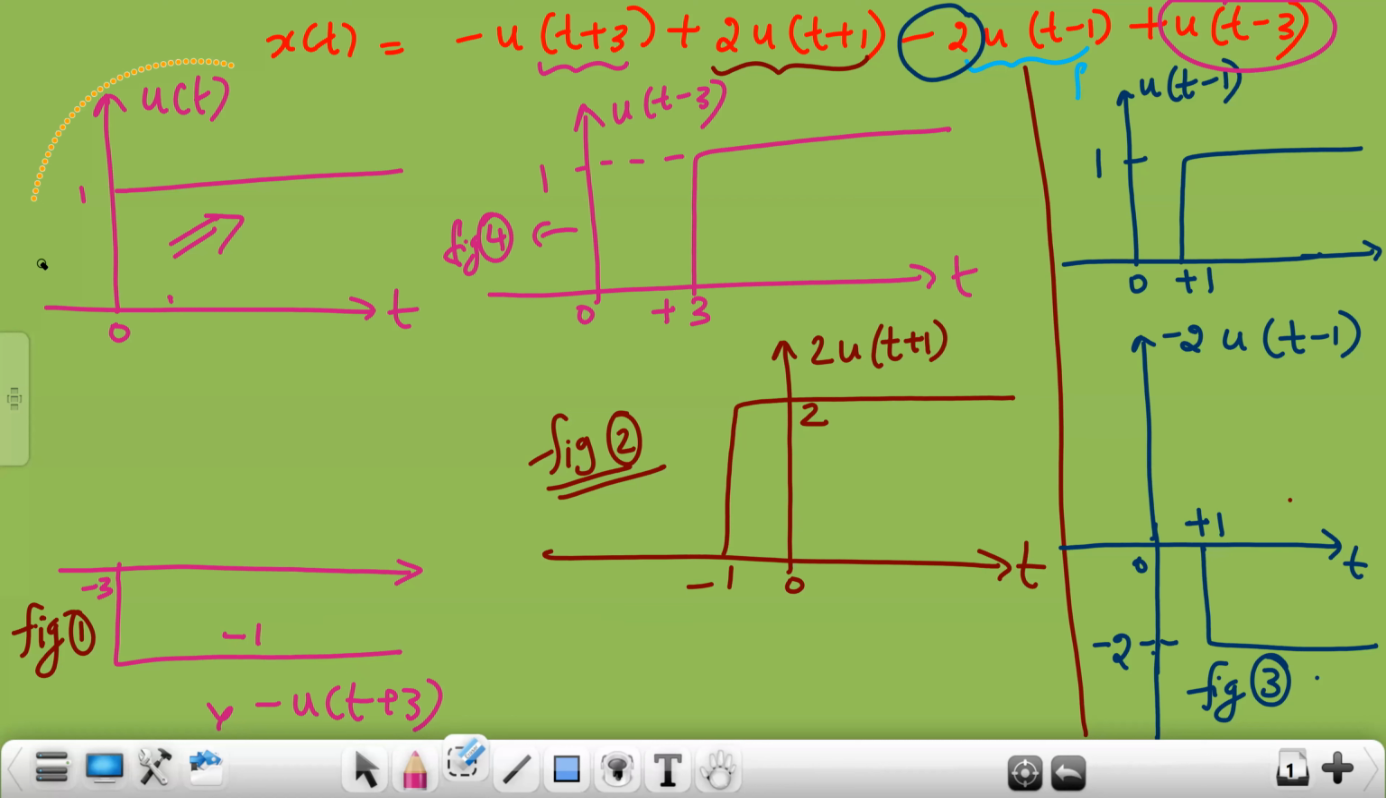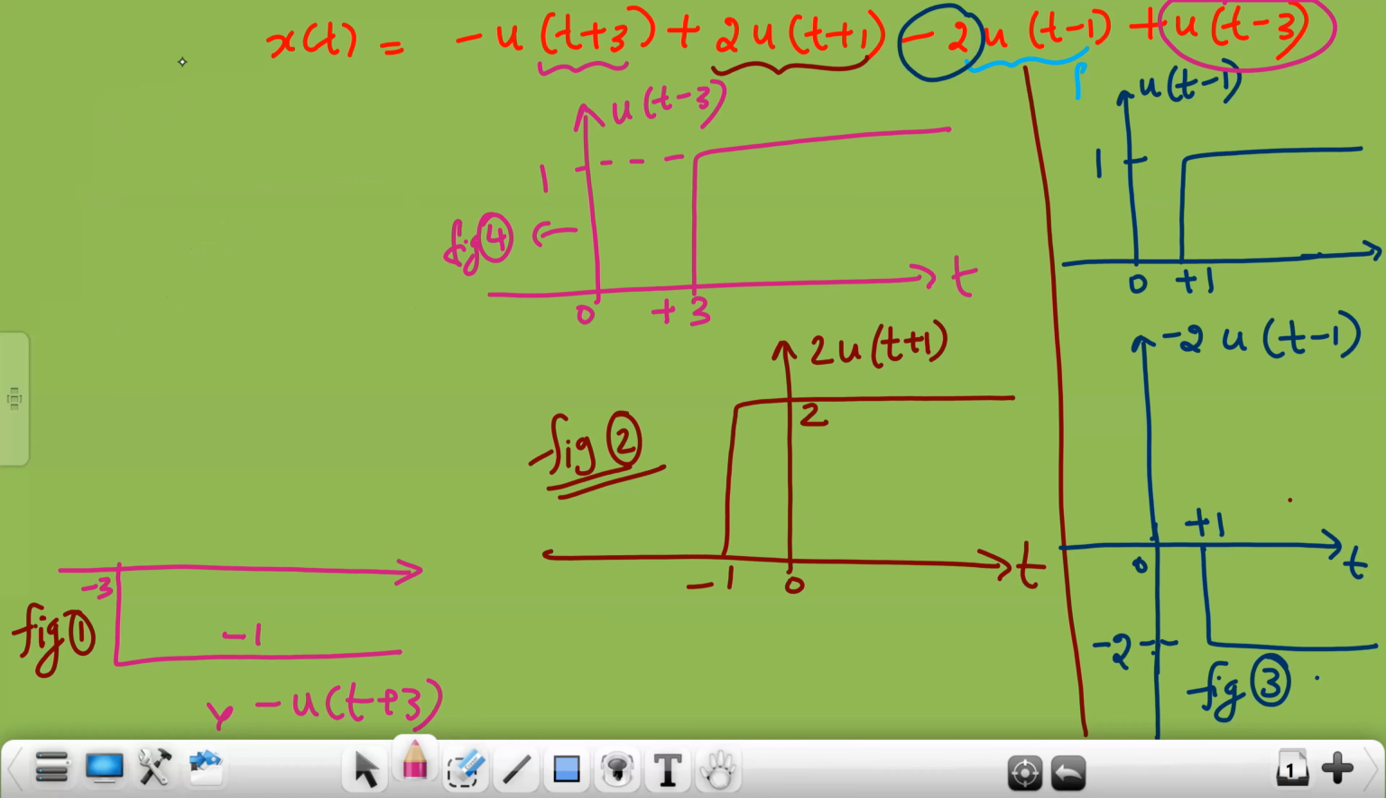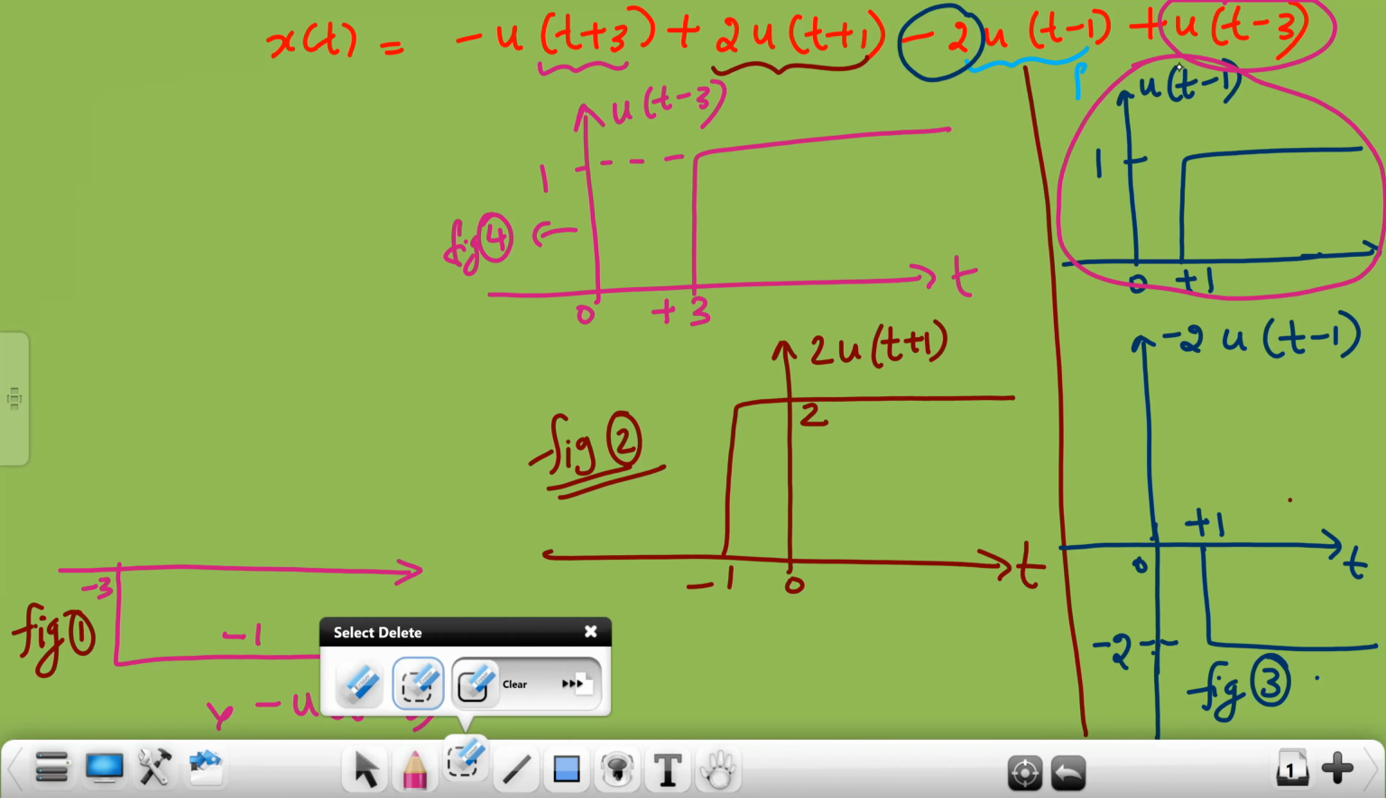Now, all of you draw the 4 results again. Figure 1, figure 2, figure 3, figure 4, just one after another. You just draw all the 4 waveforms one after another, in a vertical basis. First figure 1 you draw, down to that you draw figure 2, then down to that you draw figure 3, like that.